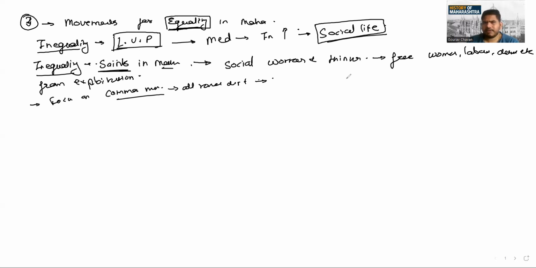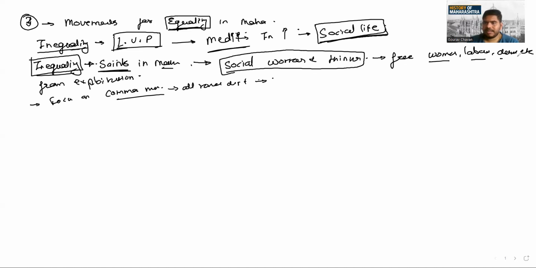I'll just repeat this in a quicker way. Inequalities were in Maharashtra since the later Vedic period. They increased in the medieval age, and this immensely affected the social life of the people. These movements were started initially by the saints in Maharashtra. They took the first step, and later this responsibility was taken by social thinkers and reform workers, whom we call social reformers. The aim was to free women, labor, and Dalits from exploitation, and the foremost focus was the all-round development of the common man. I hope this is clear.